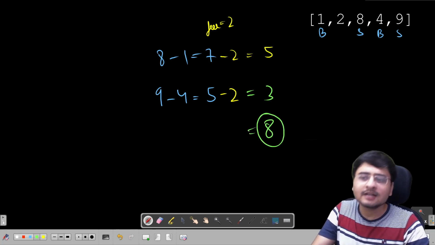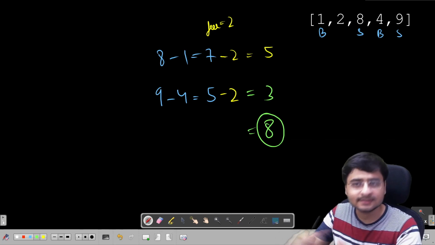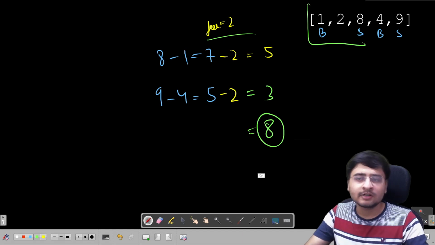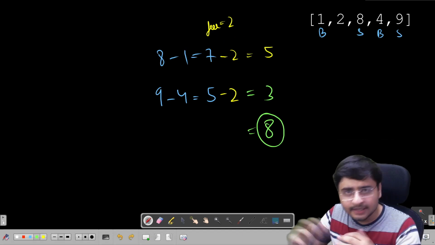So this is going to be the answer for this particular test case. This is the prices array, and this is the fee you'll have to pay when the transaction is complete. Now this might come as a doubt.